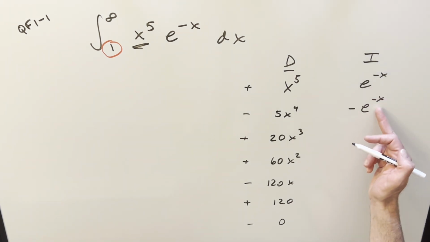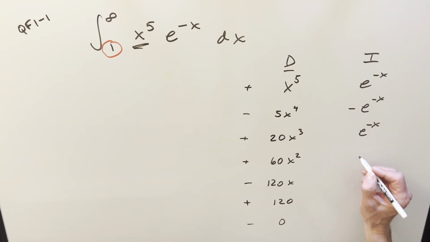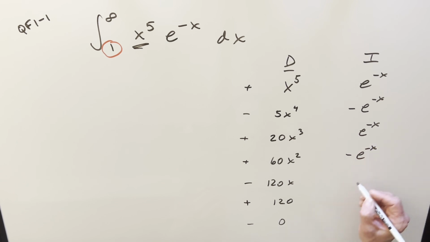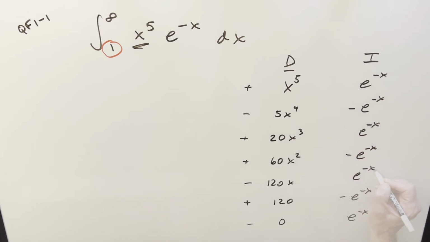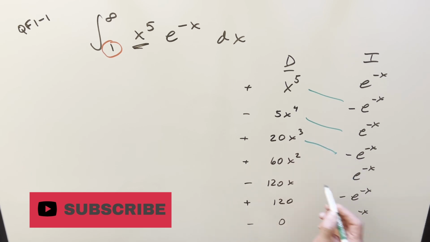So then when we do it again, the minus is going to turn this minus to a plus, and we're back to e to the minus x. And that pattern is just going to repeat all the way down to the bottom here. And then next we'll have our solution on the diagonals. Let me see if I can line this up.